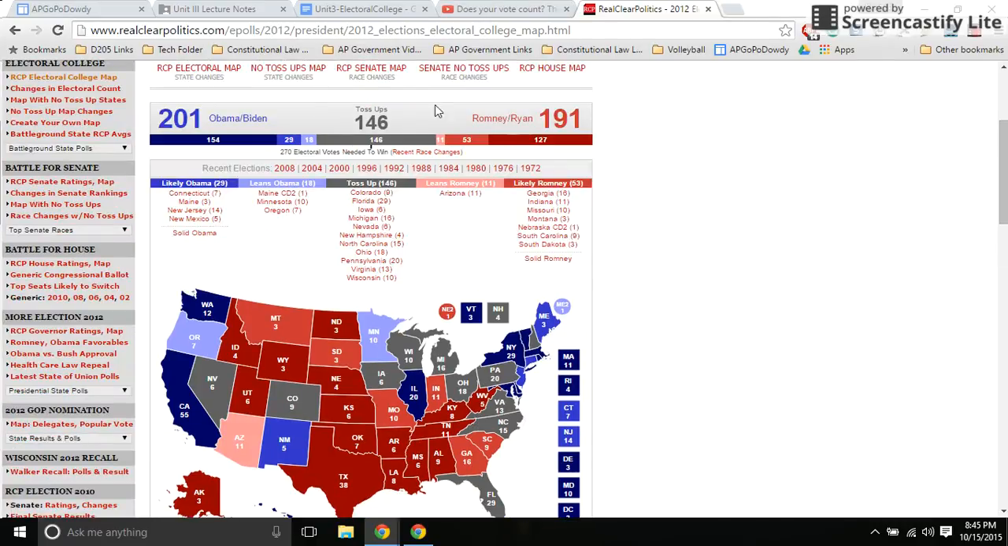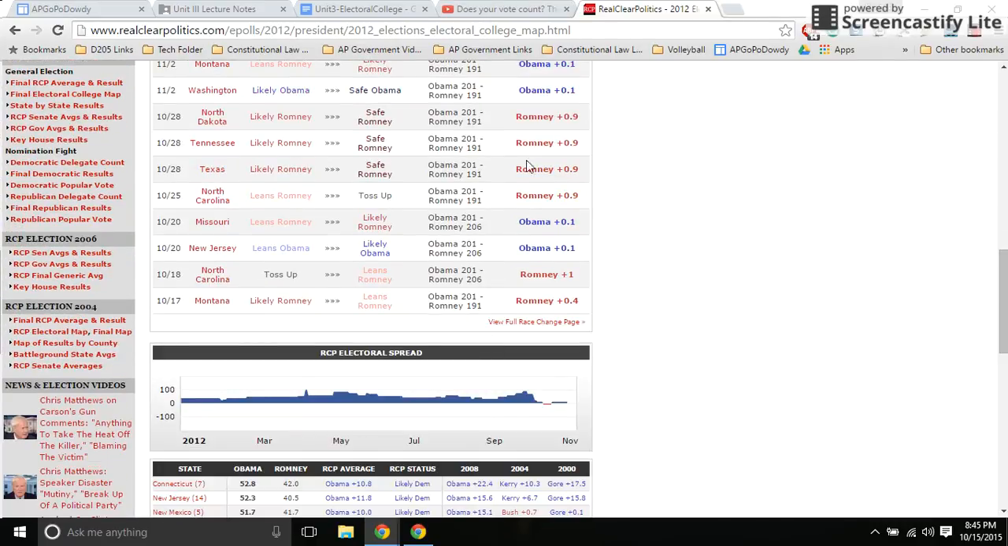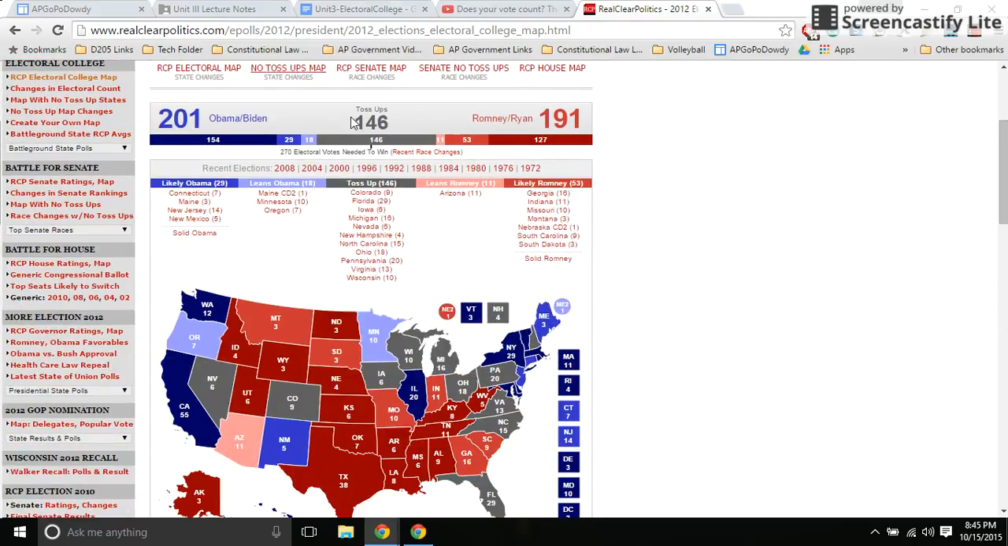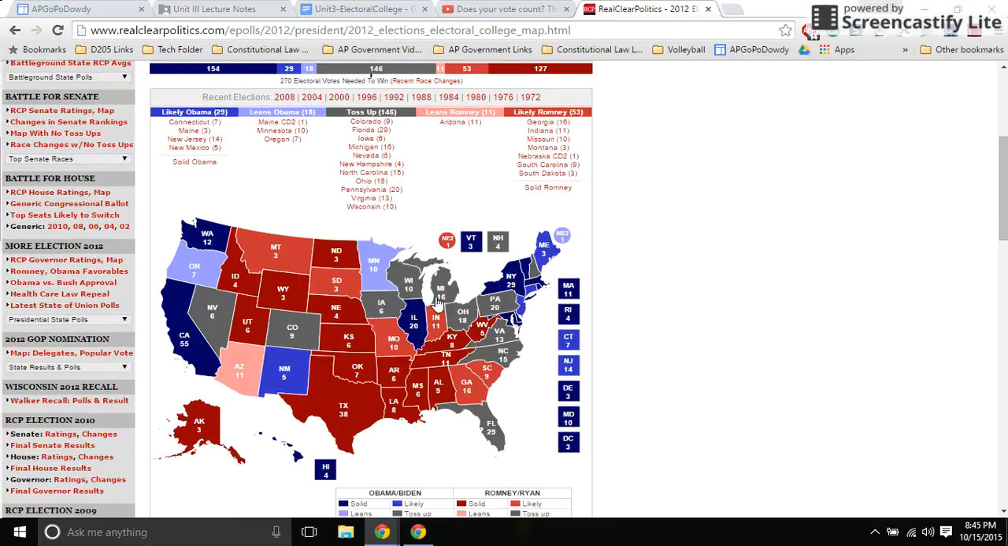So in this hypothetical, and they use polling to determine this hypothetical here in regards to how people are going to vote, you got 201 solid Obama, 191 for Romney, and then you have 146 electors that are kind of in the toss-up states. So again, the downfall of this system is the candidates are going to be spending a vast majority of their time in those states, very competitive states. The Electoral College system is winner take all.